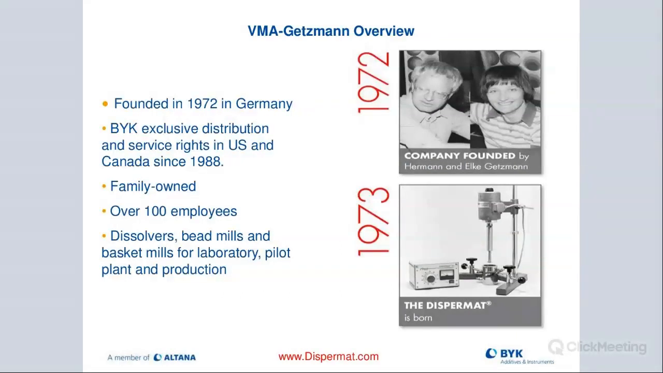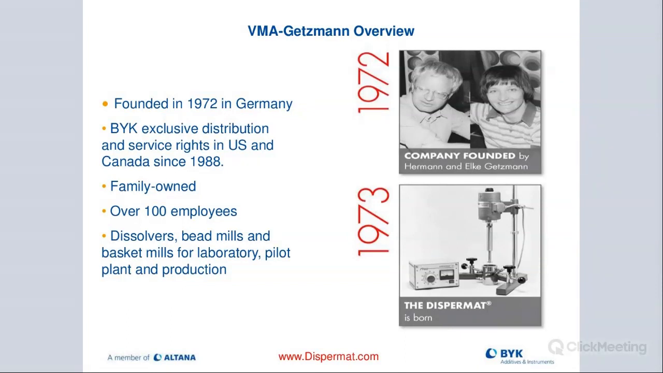So the company, VMA, was actually founded about 50 years ago by this really nice couple up on top right, Herman and Elke Getzmann. Herman actually used to be a co-founder of Anton Paar, probably a company some of you are familiar with. And when he sold out, he took the funds and started VMA. He wanted to own his own dispersing and milling company.